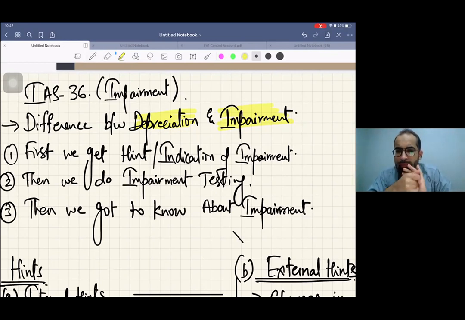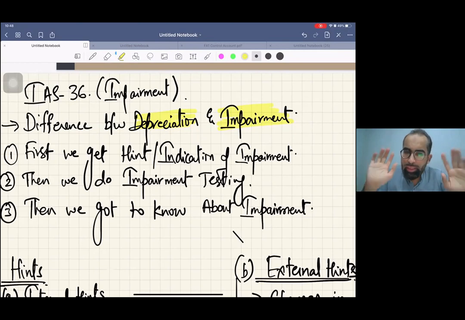Giving you an example. You might have heard about diabetes. You know, how does a person get to know that he or she is a diabetic patient? First of all, there are some indications in your body. You get some signals in your body. For example, you feel weakness, or if you get a cut in your hand, it takes time to heal. These are the indications of sugar or diabetes. So when you get these hints, you go for a sugar test, HbA1c, there is a test. And then after the results come, you come to know whether you are a diabetic patient or not.